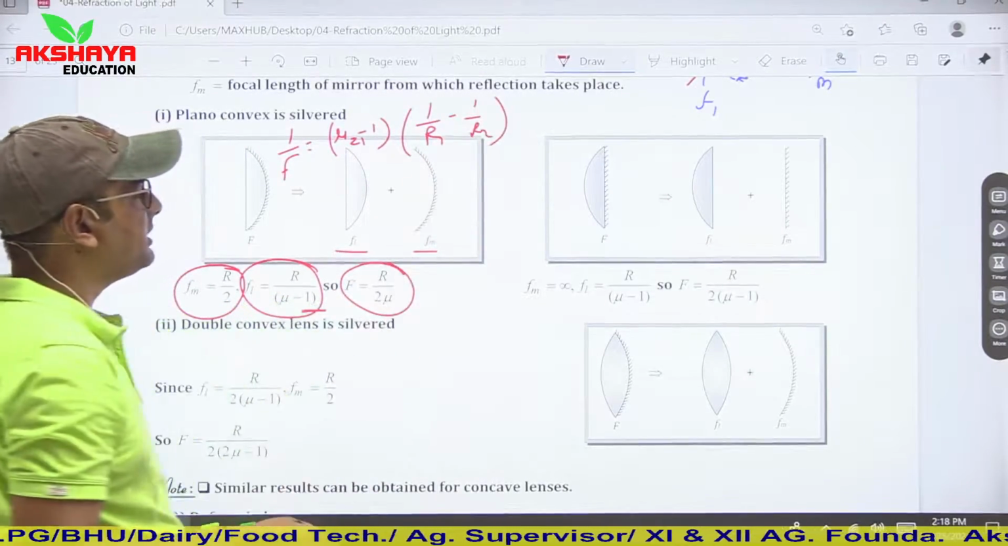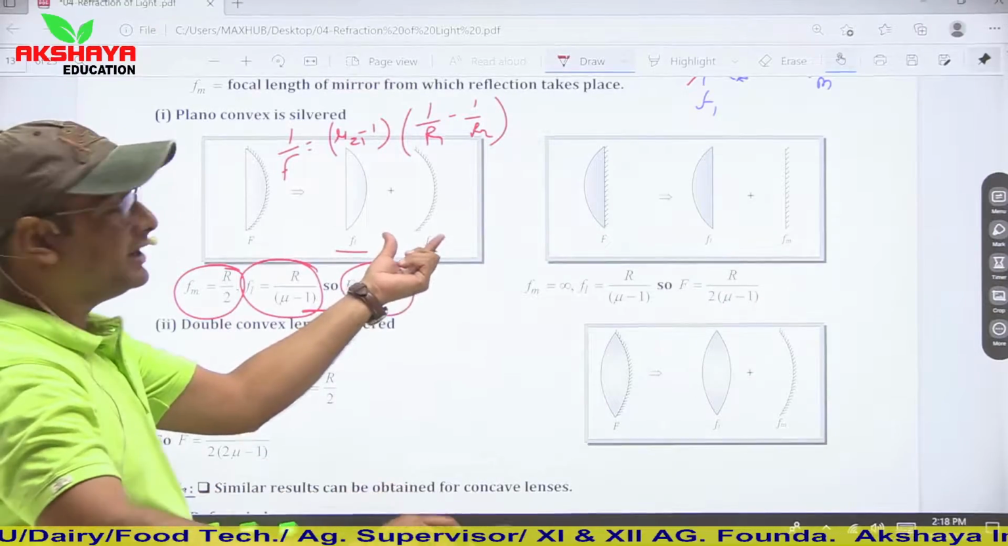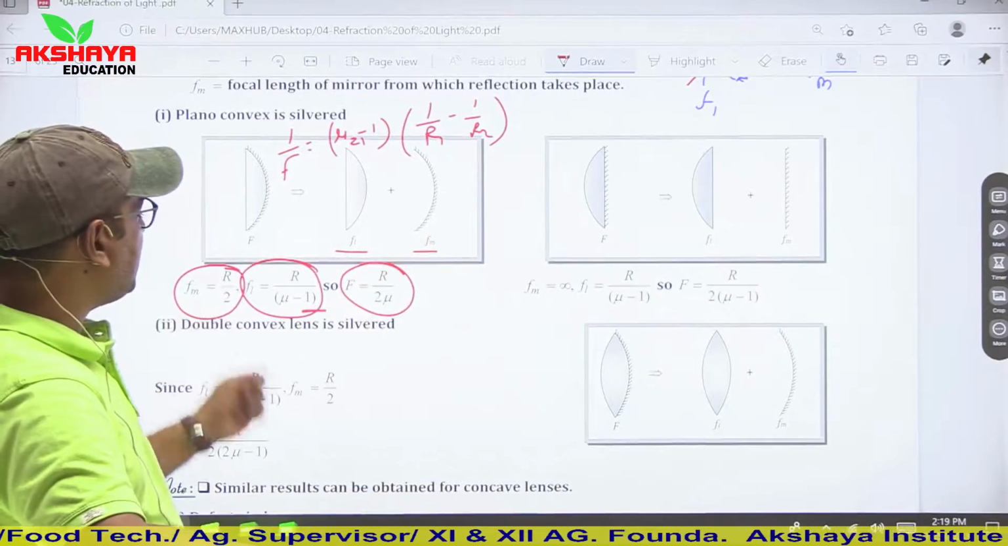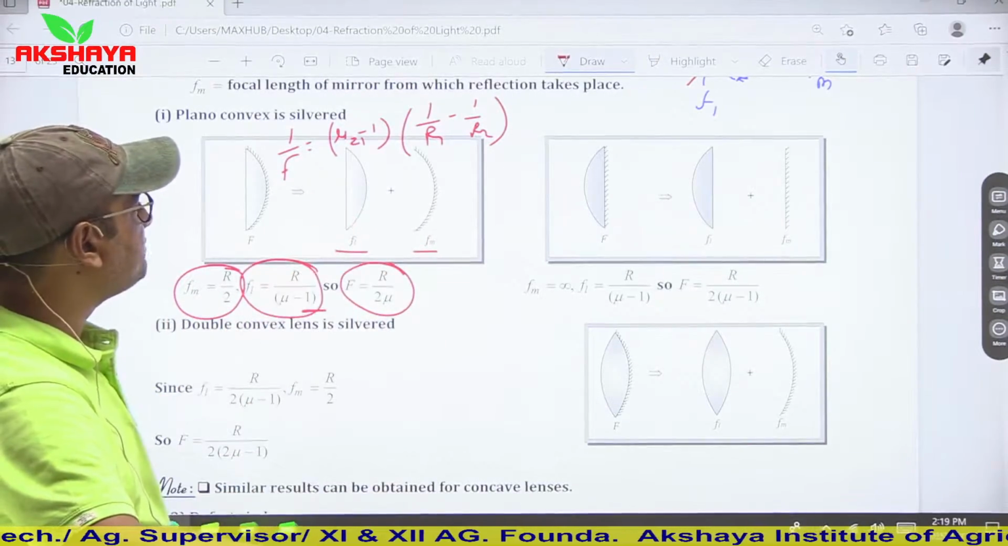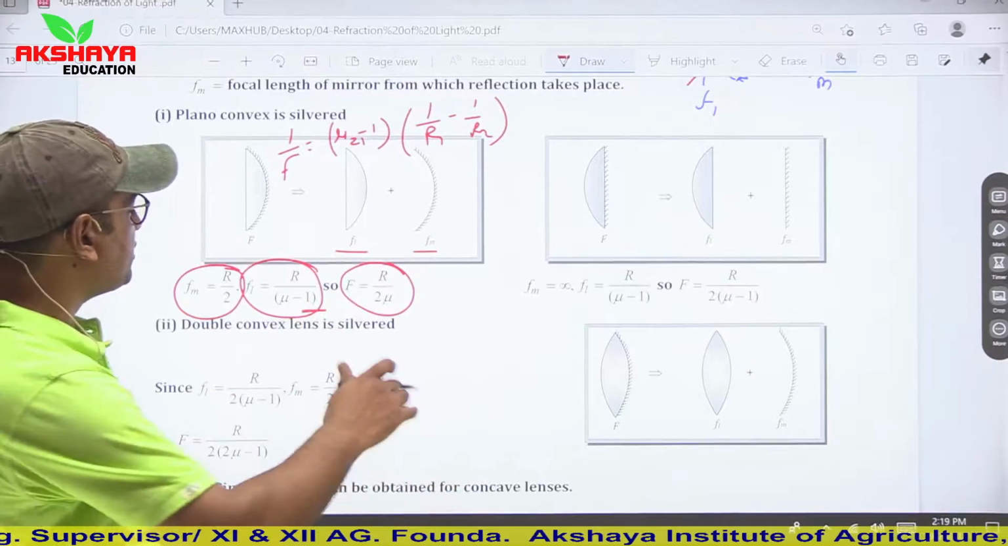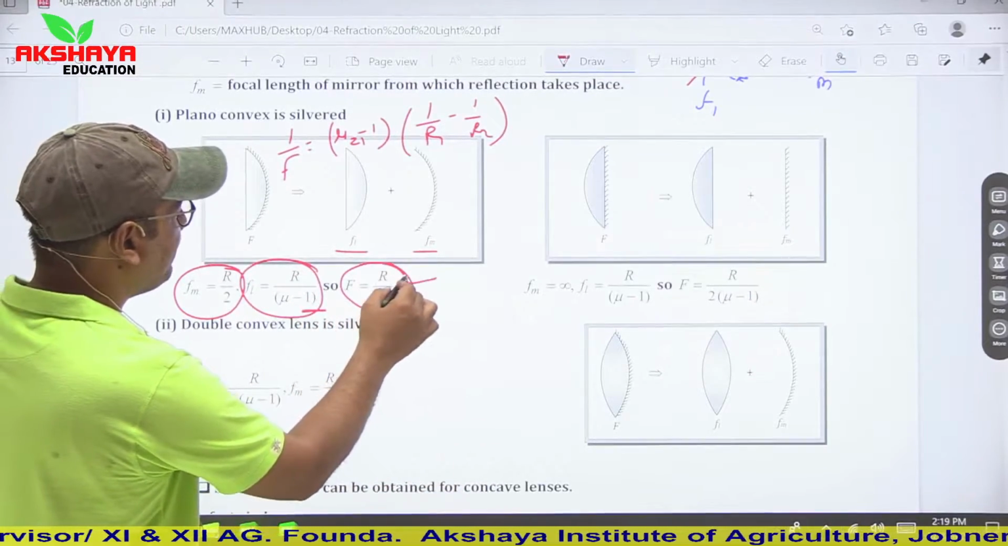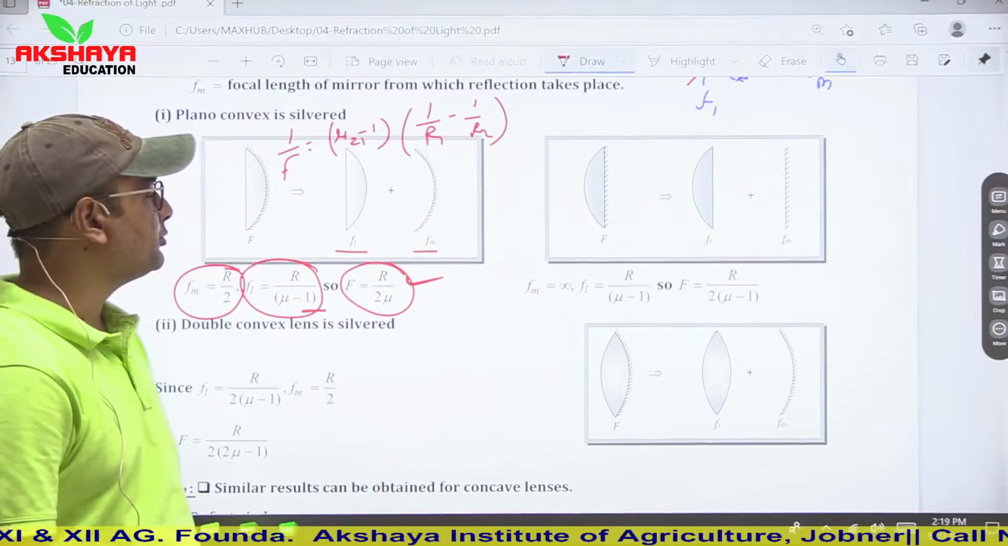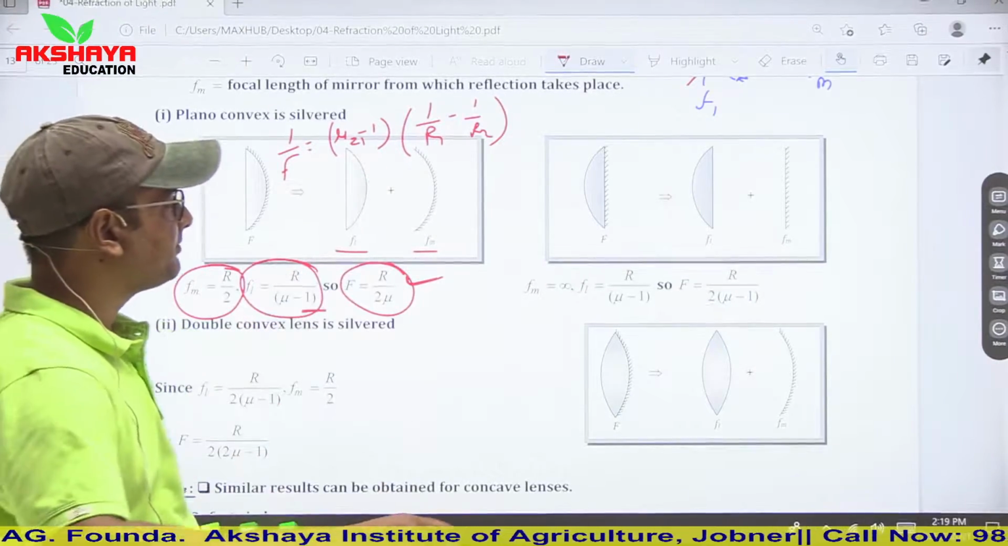So this is the concept. In case of fm it is r by 2, so we can place r by 2, and in case of this surface we can place r. So our formula will be F is equal to capital R upon 2 mu by using this formula.